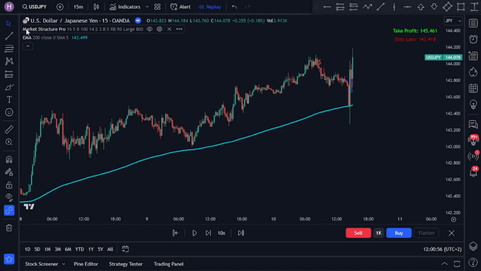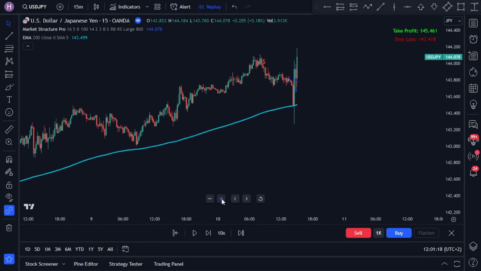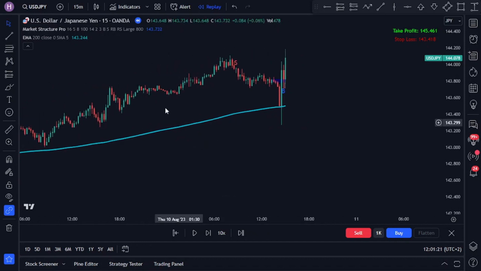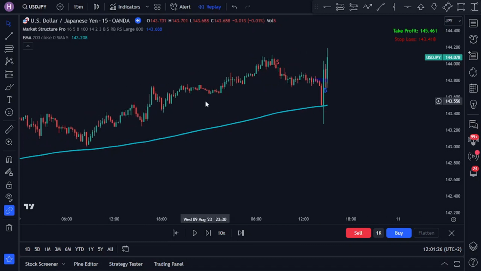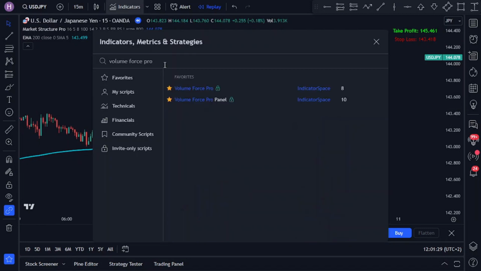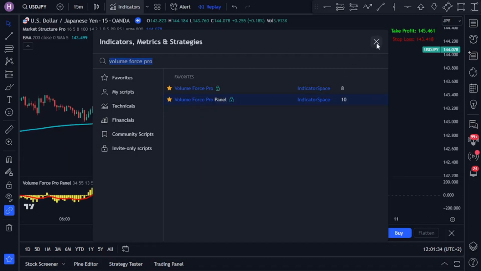However, this time we'll be introducing another indicator alongside the Market Structure Pro and Exponential Moving Average. So for this example, I have selected the US dollar against the Japanese yen in the 15-minute time frame. And one of the key aspects of trading that is often overlooked by new traders is volume. Volume plays a critical role to have enough momentum for the trade to play out. And one of my favorite indicators to ensure I have sufficient volume is none other than our Volume Force Pro.